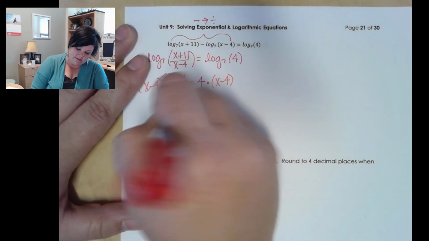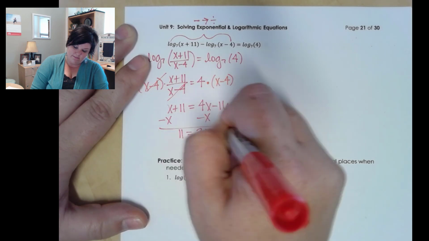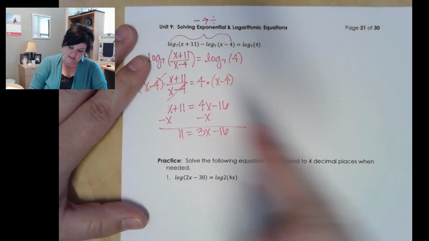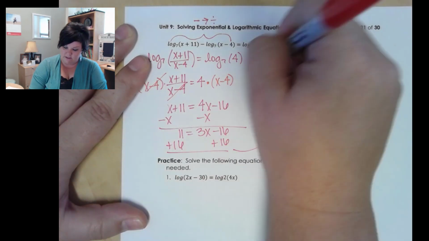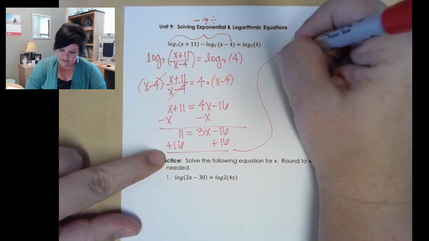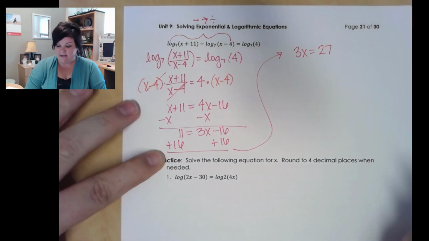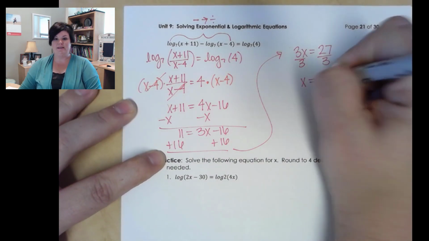I'm going to subtract x from both sides. So I get 11 is equal to 3x minus 16. And then I move my 16 to the other side, so I'm going to add 16. And I ran out of room, so let me come up here. So I end up with what? 3x equals 27. And then I divide off my 3, which gives me x is equal to 9.